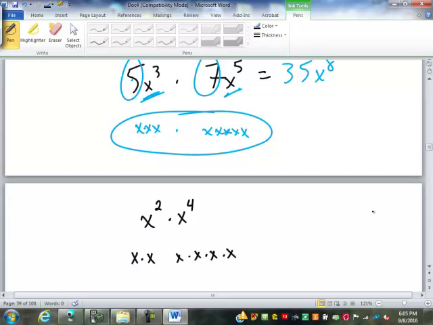X to the 4th is x times x times x times x. And if we're multiplying those, I'm not going to say 6 x's, but we do have 1, 2, 3, 4, 5, 6 x's multiplied together. That's x to the 6th. It just turns out that the appearance is the powers are being added, but we really are multiplying the exponents themselves. Remember, the powers are just part of the exponent.